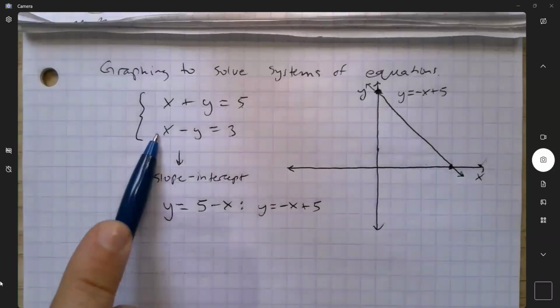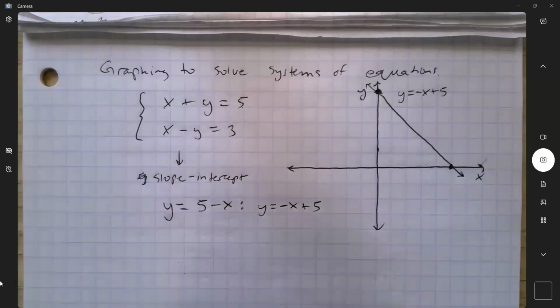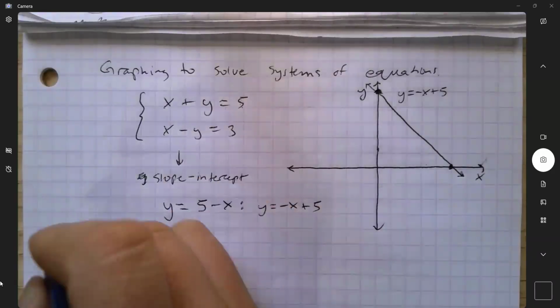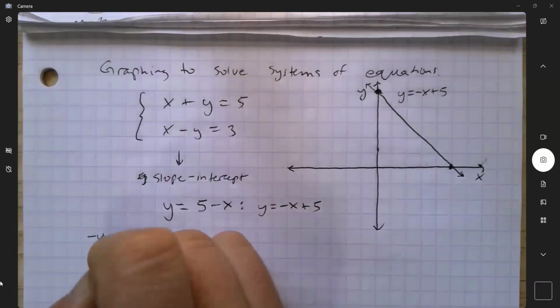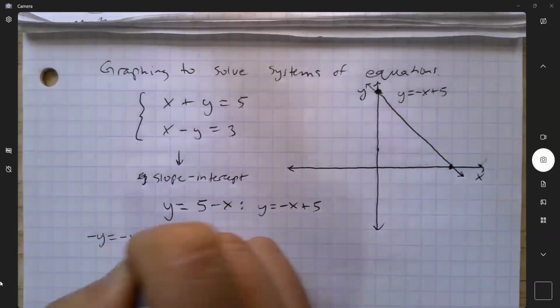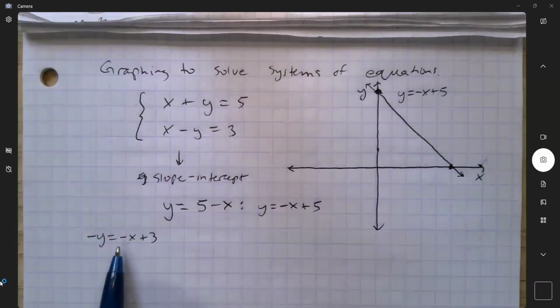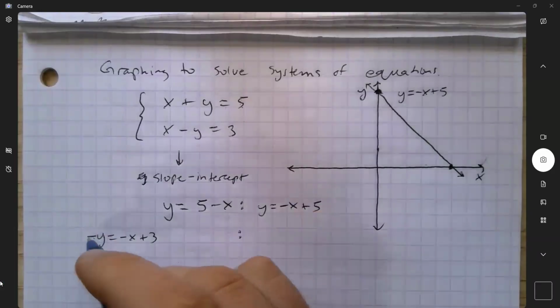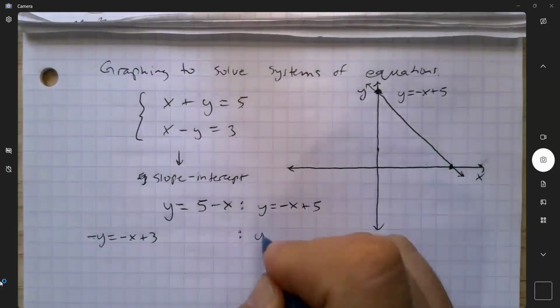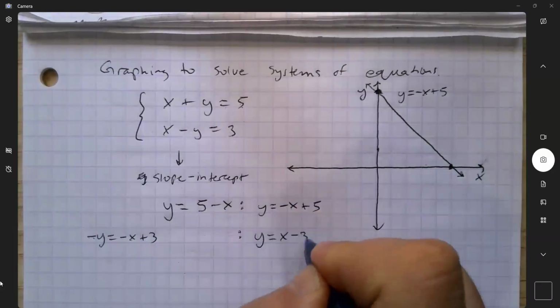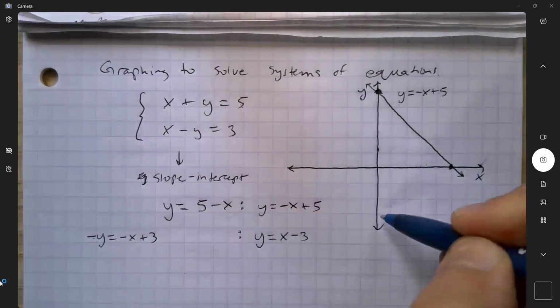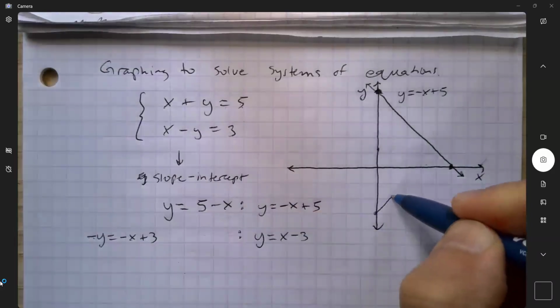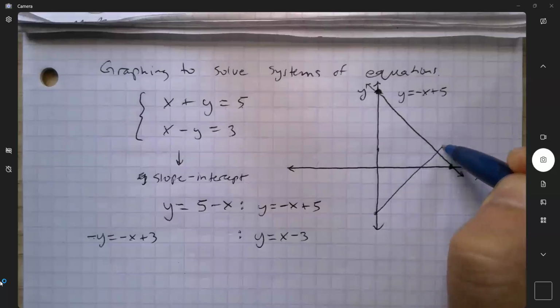And now let's do our next equation. If x minus y equals 3, then minus y is going to be minus x plus 3, because I subtract x from both sides. And now if negative y equals minus x plus 3, that means y equals x minus 3. And so that is a line that looks like this.